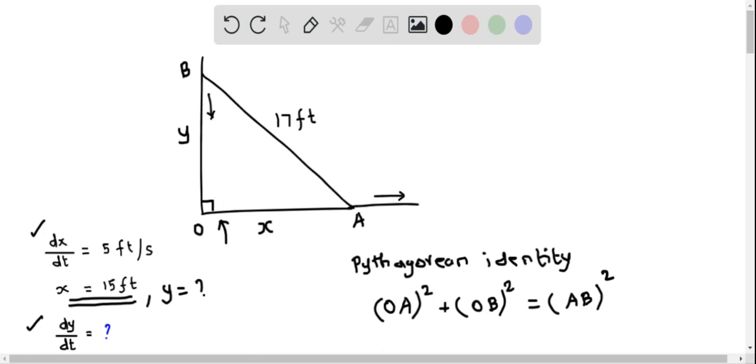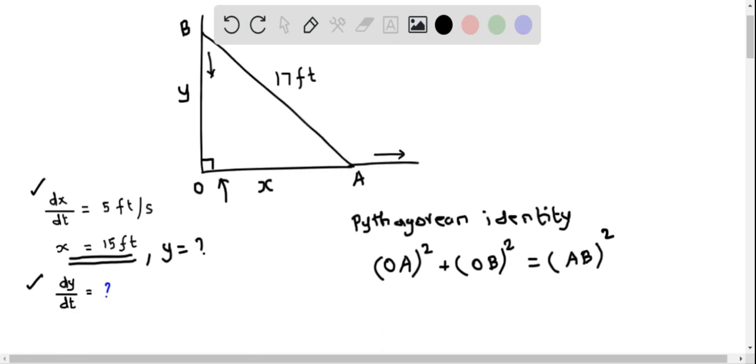Now let's plug in the values which we know. We know that x equals 15 feet, so I'm going to plug in OA equals x, which is 15 squared. And we plug in OB as y, so therefore this is y squared. And this equals AB, which is 17 feet, so this becomes 17 squared.